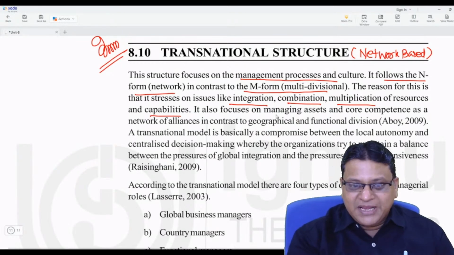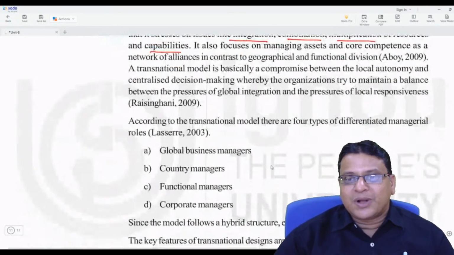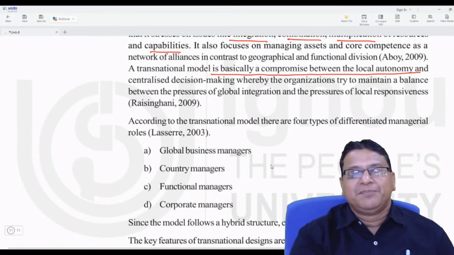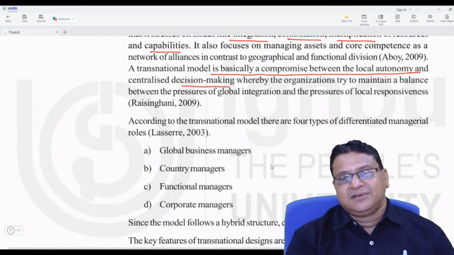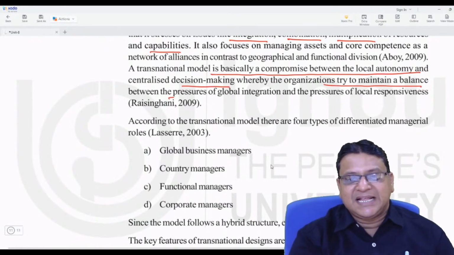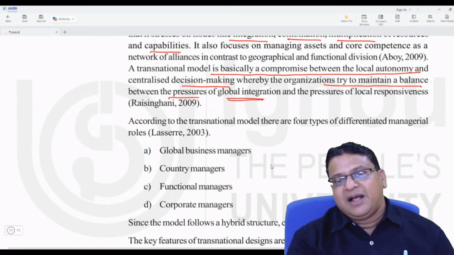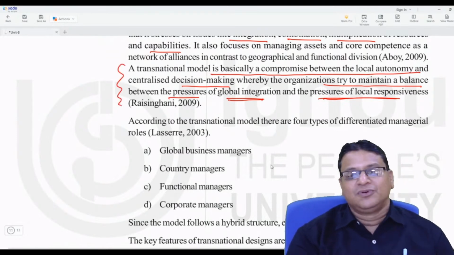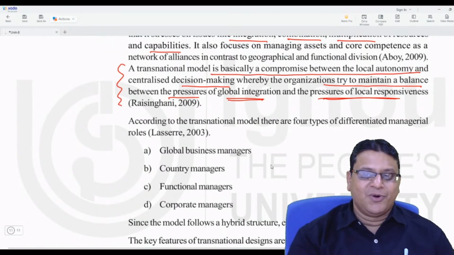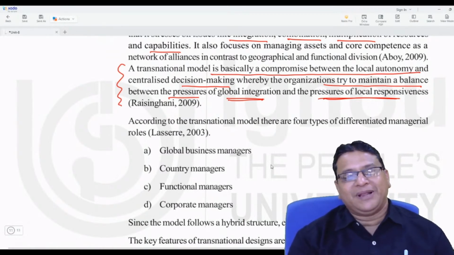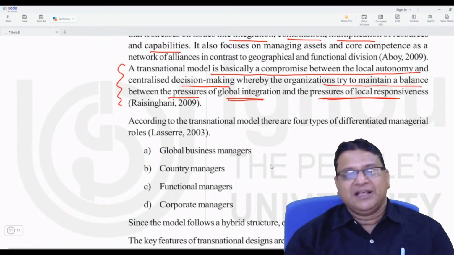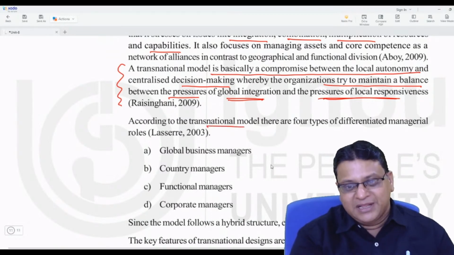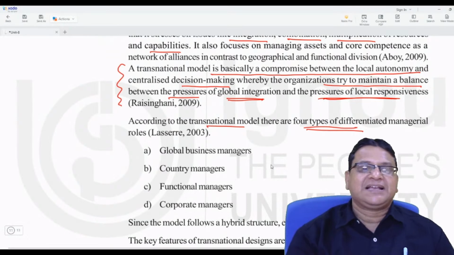A transnational model is a compromise between the local autonomy model and the central decision-making model. A balance is created for global integration and local responsibilities. So it's a combination of global and local models. It has some features of the global model, some features of the local model. It's a combination.